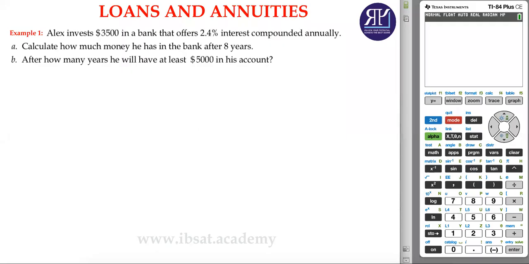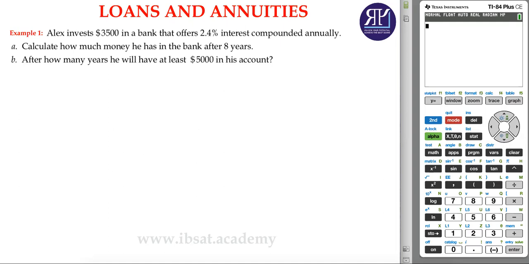Hi, we are going to be studying the subjects loans and annuities today. Let us start with the first question. Alex invests $3,500 in a bank that offers 2.4% interest compounded annually. A choice: calculate how much money he has in the bank after 8 years.